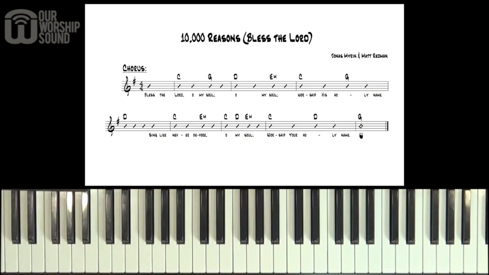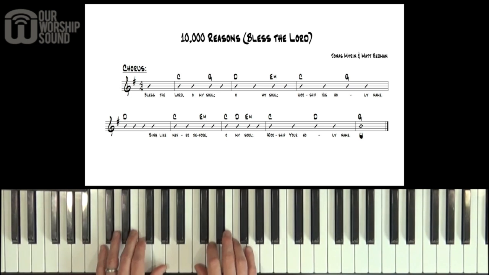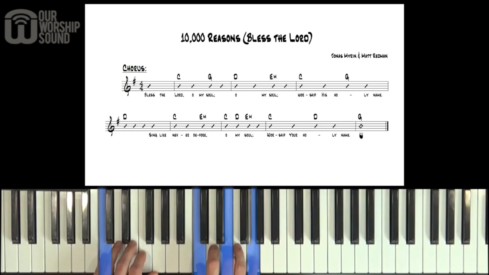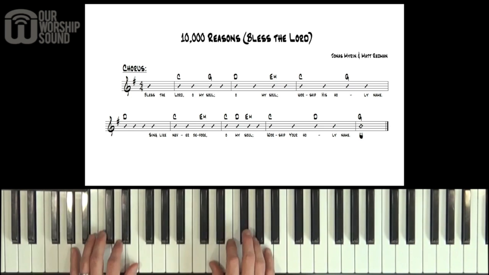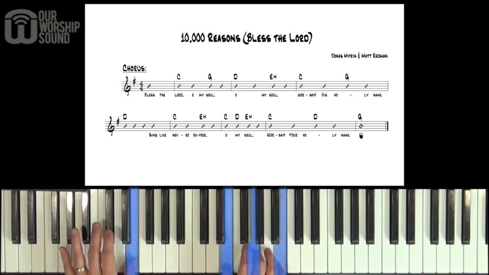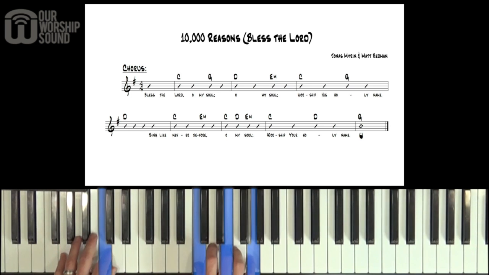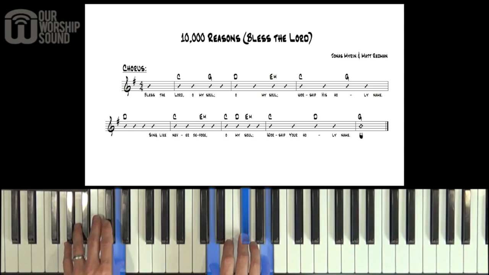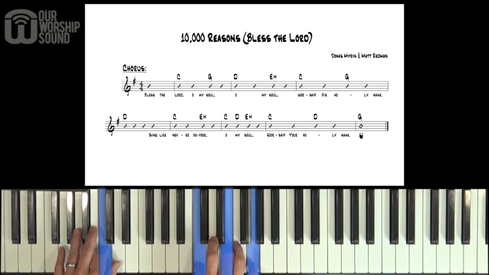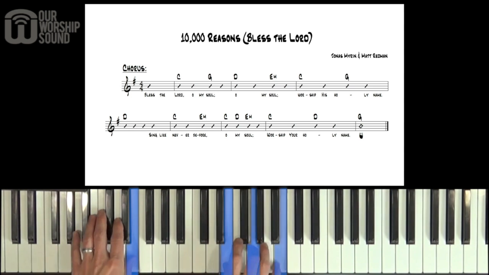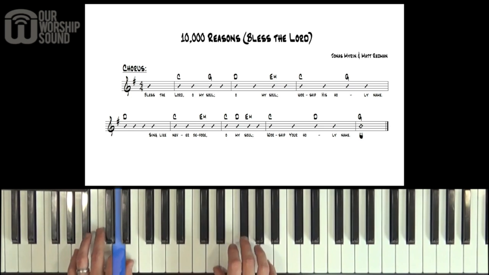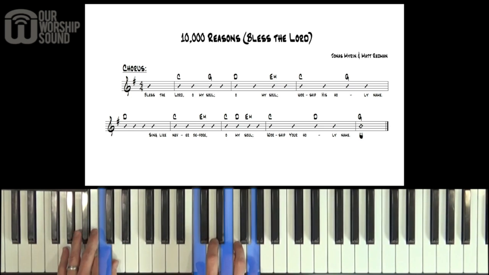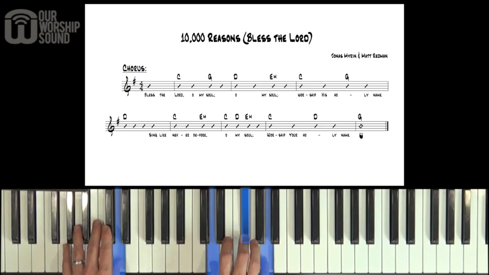Let's try playing through it once with the music. Root positions. 1, 2, 3, C and G, D, E minor. Now back to C, G, D, C, E minor. Now walk it up. C, D, finish on G.